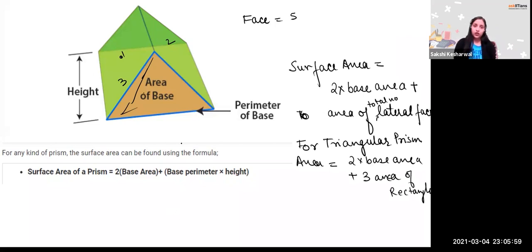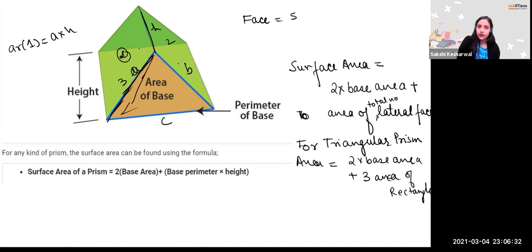Now, how can we find it out? You see that this is the height, right? This is your height. So the length of the rectangle is going to be this side. Yes or no? So can I say that this area, area one, is equal to what? This length I'll say is A, this is B, and this is C. So area one is equal to A into H? Yes or no? Area two is equal to B into H? Yes or no? And area three is equal to C into H or not?